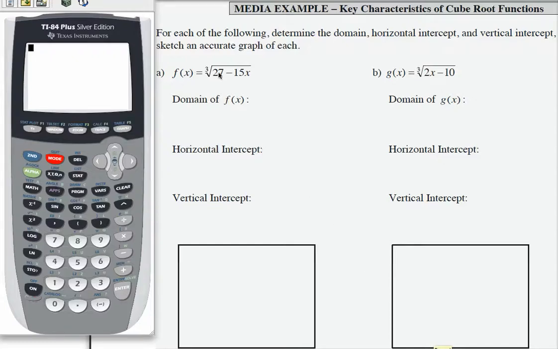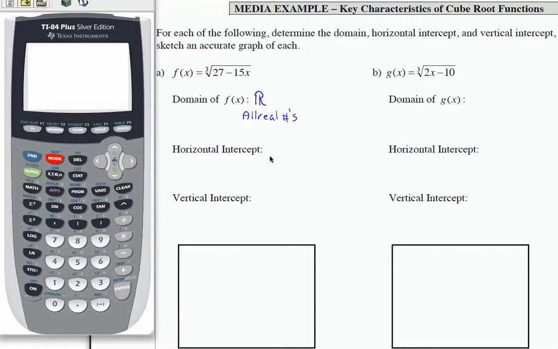Here we're asked, for the given functions, to determine the domain, horizontal intercept, vertical intercept, and then sketch an accurate graph of each. f of x in part A is a cube root function. When we have a cube root, what's underneath the radical can be any real number, including negative numbers. So that means that our domain for f of x is going to be all real numbers. We can write this as script R, or we can just write all real numbers.